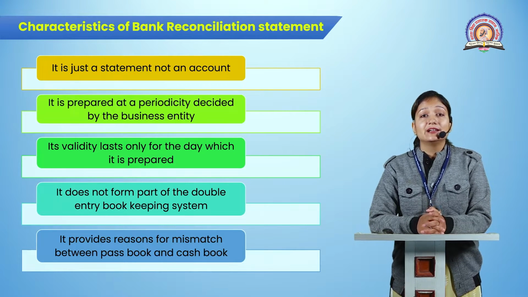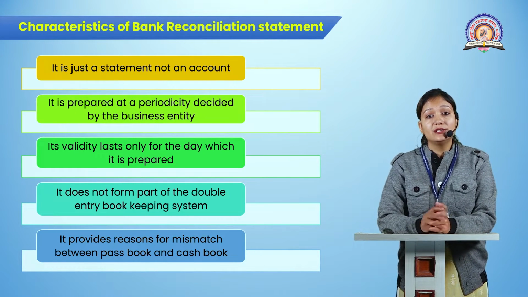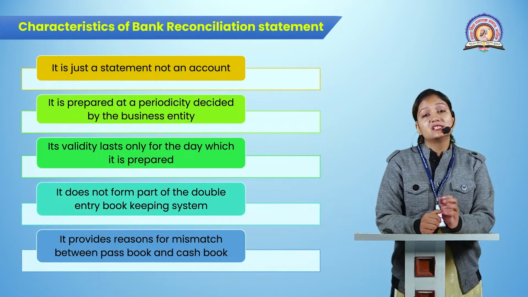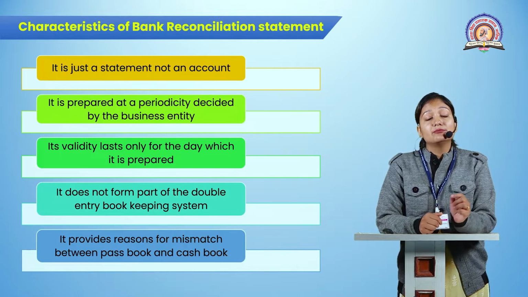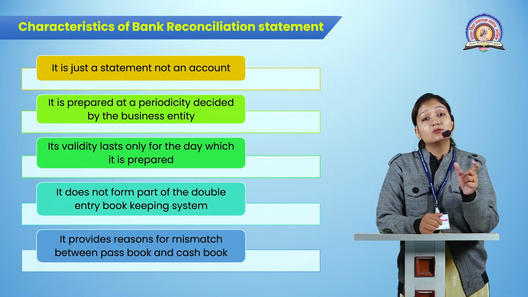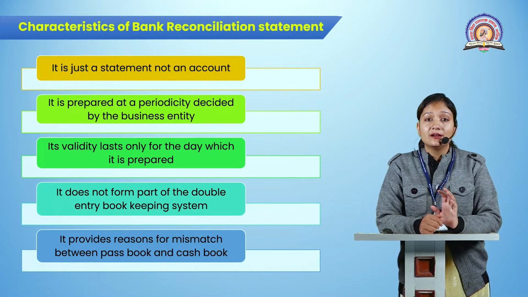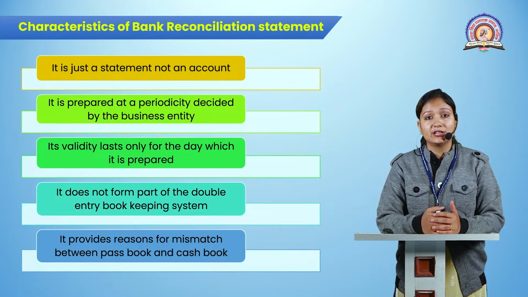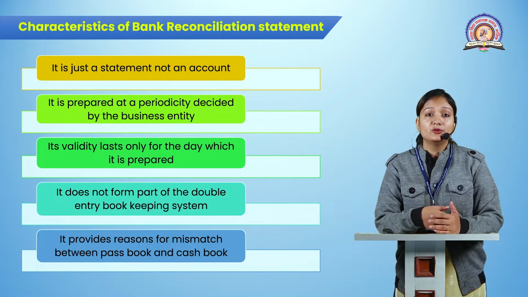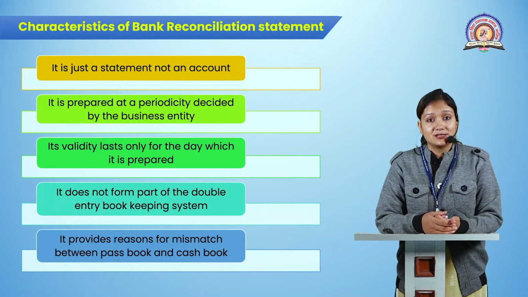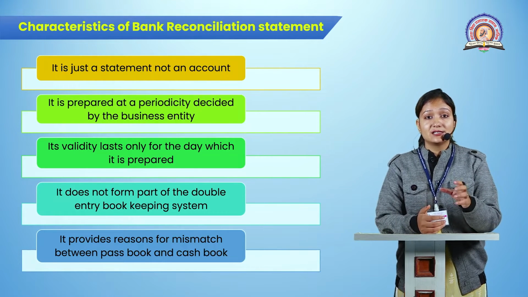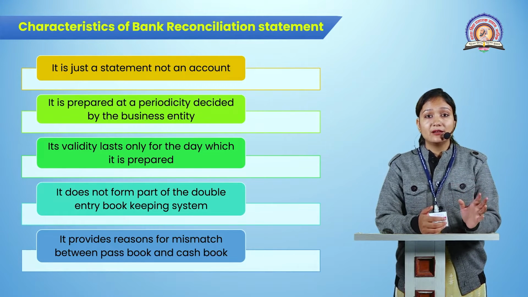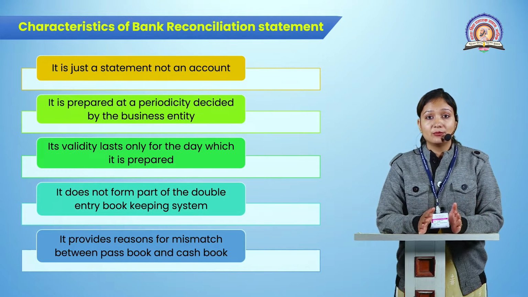Now the next is that its validity lasts only for the day on which it is prepared. It means when the business prepares a BRS, it is valid only for that particular date. Now you will ask me why. The reason is that it is only valid for a particular date. See, when I am doing business, I am doing 10 transactions in a day. Okay. So those 10 transactions I am matching with my passbook, meaning I am matching the cash book with my passbook. Okay, now it is correct for that particular day.